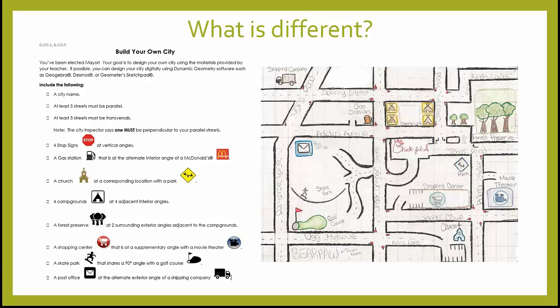Another one of my favorite Illinois Model Curriculum tasks that I use this year is also from Unit 2. This task is from Lesson 2 titled Build Your Own City. Here, students act as a mayor designing a city. The guidelines include a list of must-haves. For example, the city must have at least 5 parallel streets and 4 stop signs at vertical angles. But the city is not limited to these items.